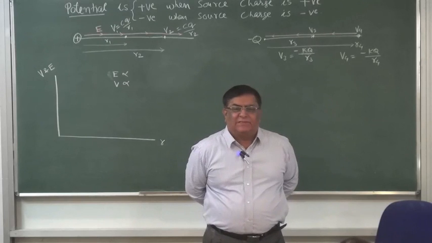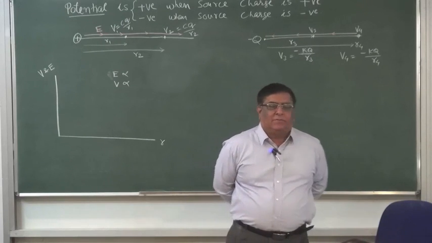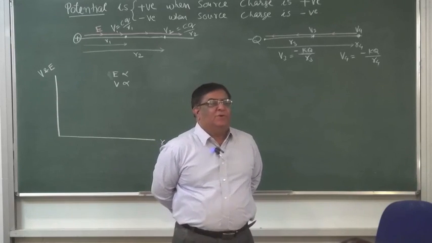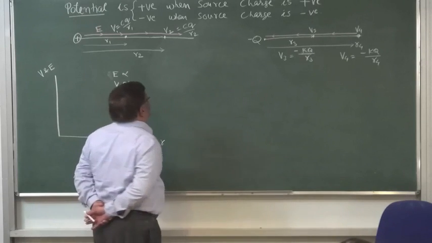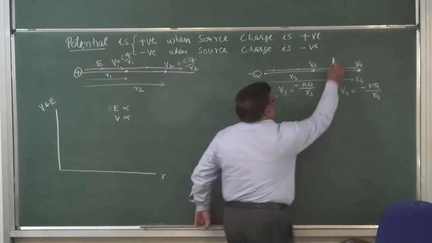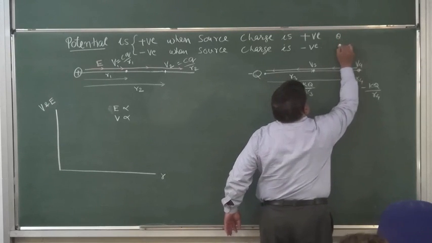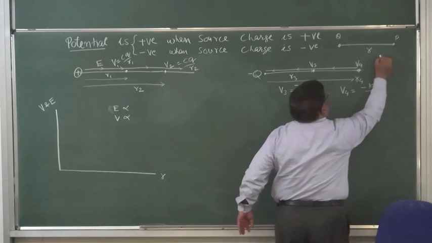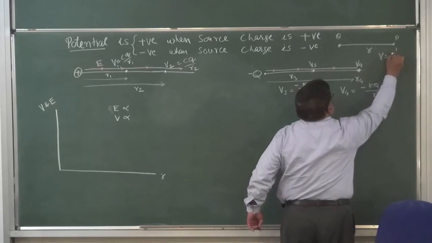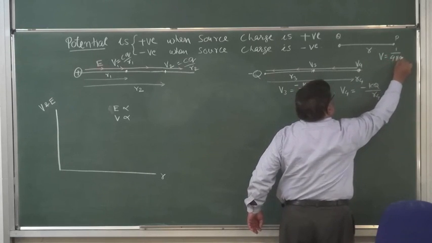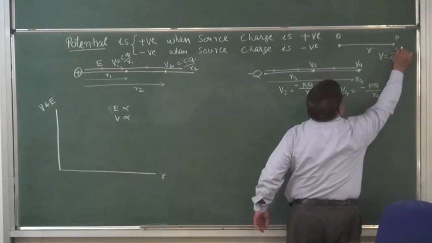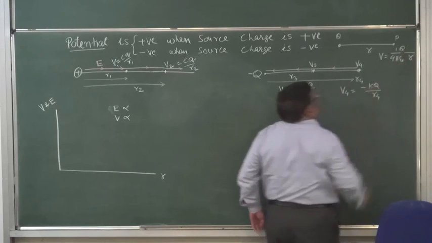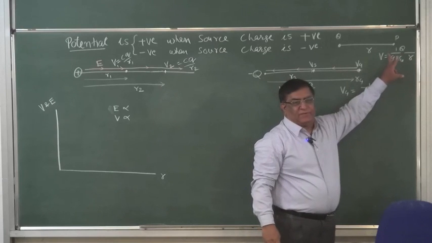We have seen in the previous class the relation of distance with potential with respect to a source charge. There is a source charge Q at a certain distance r. At this point P, the potential V is equal to Coulomb's constant 1 upon 4 pi epsilon naught, Q, and here is R. This is what we have derived in the previous class.